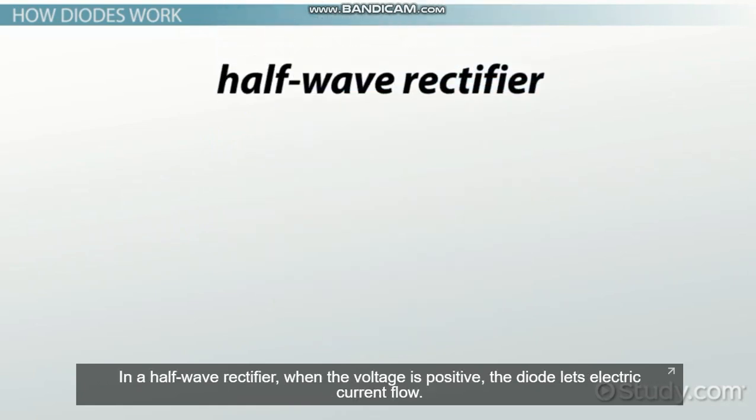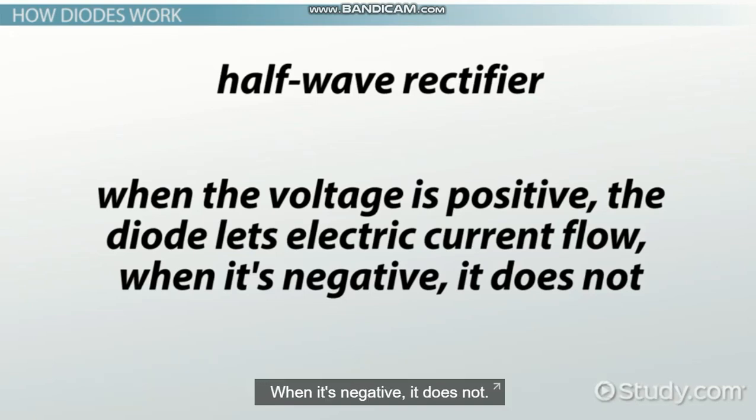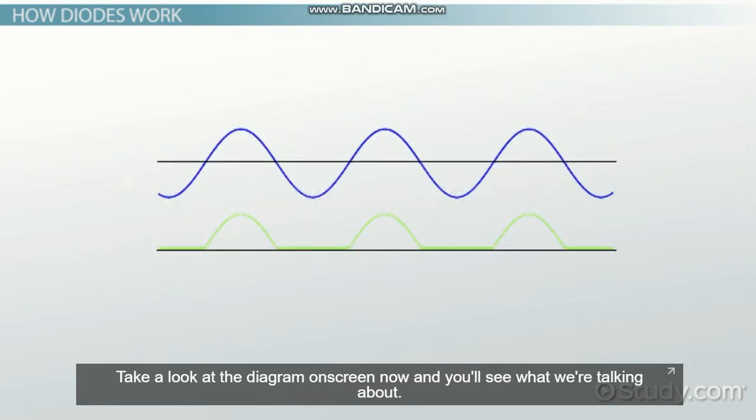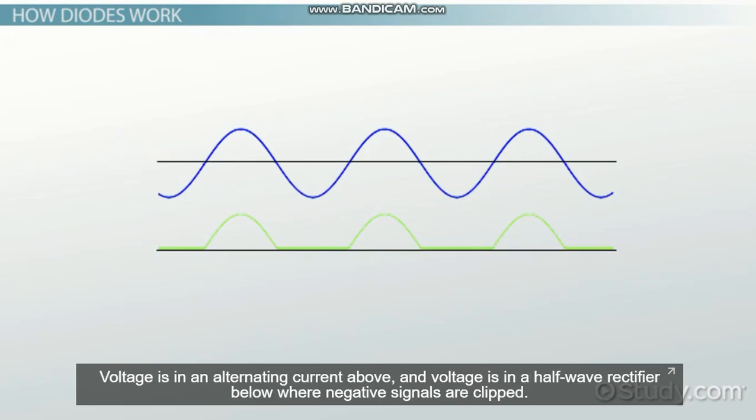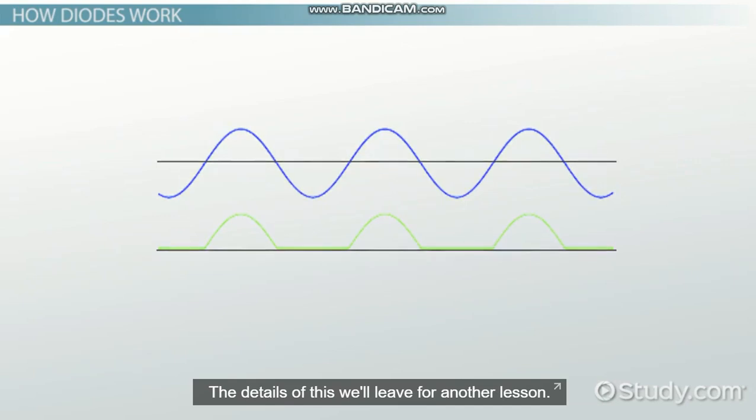In a half-wave rectifier, when the voltage is positive, the diode lets electric current flow. When it's negative, it does not. Take a look at the diagram on screen now, and you'll see what we're talking about. Voltage is in an alternating current above, and voltage is in a half-wave rectifier below, where negative signals are clipped. A full-wave bridge rectifier actually takes those negative parts and turns them into positive current, requiring 4 diodes. The details of this we'll leave for another lesson.